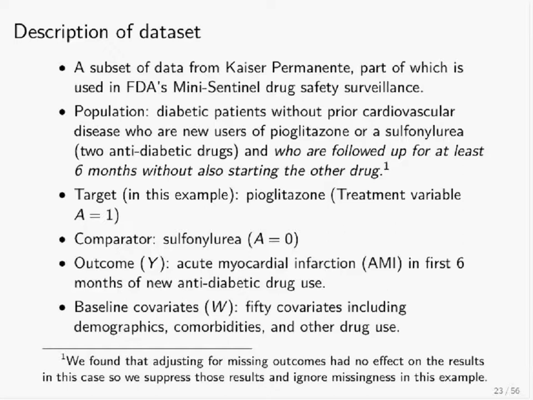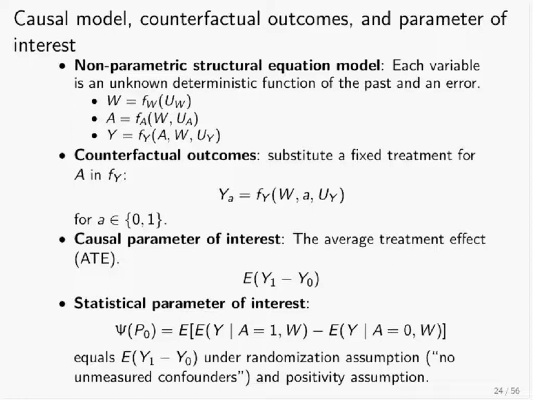For the core modeling work, we are going to assume a non-parametric structural equation model, which involves covariates, treatment and outcome, which are sequentially generated. You first generate a set of errors, and then you have a deterministic system generating W, the covariates, the treatment A, and the outcome Y. That is a non-parametric structural equation model, and it can be used to define counterfactuals by replacing the equation for A by an equation of your choice.